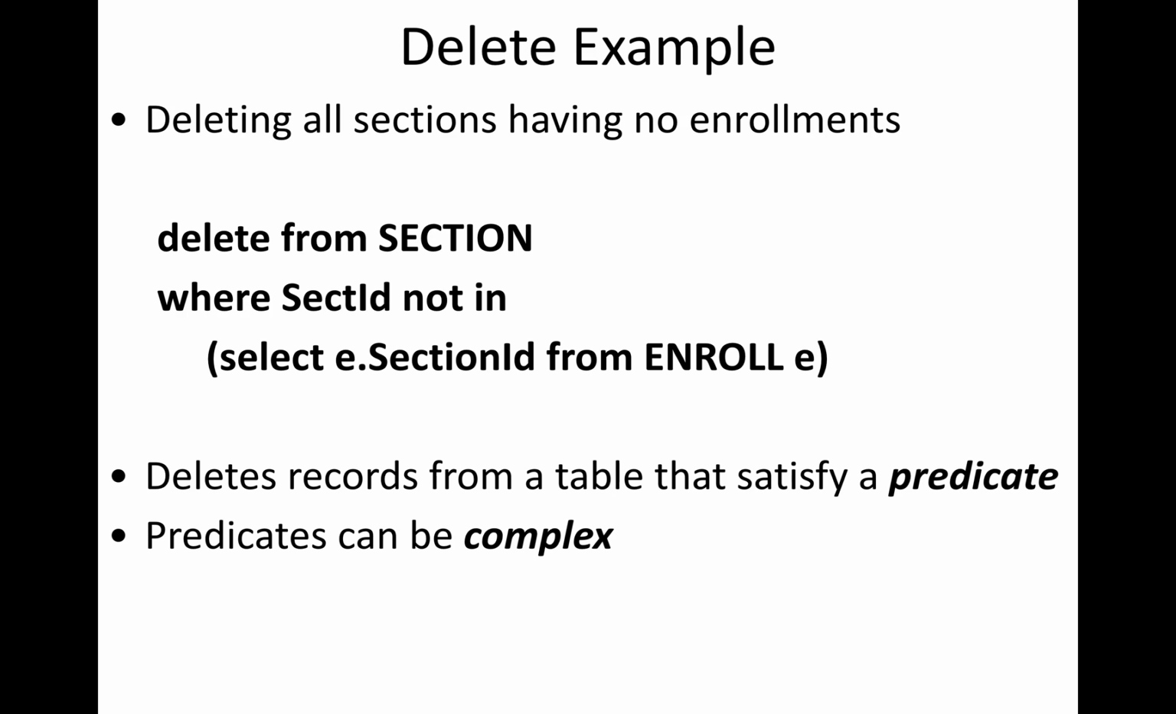So notice that internally in this parentheses statement, we are retrieving a list of section IDs. This is a list of section IDs in the enrollment table. So presumably this is all the section IDs in the enrollment table, all of them. And it's interpreted by the in operator as an array, as a list of items.